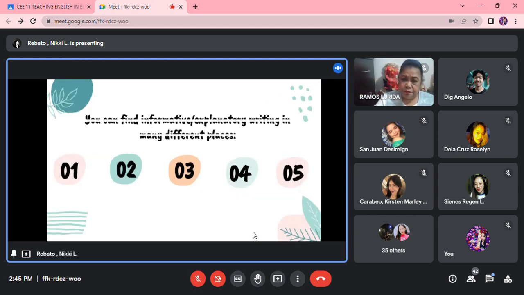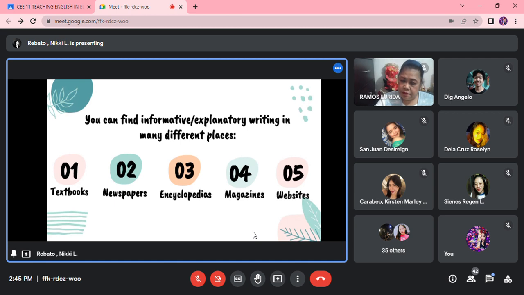Next slide. You can find informative explanatory writing in many different places. First, textbooks. Second, newspapers. Third, encyclopedias. Fourth, magazines, and last, websites. Why? Because informative text is always non-fiction.